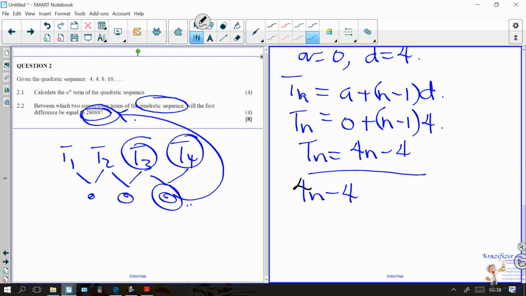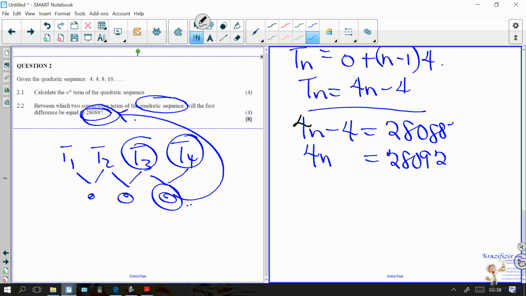Now 4n minus 4 should be equal to 28088. 4n equals, if we move that over to that side, 28088 plus 4, which would give me 92. Okay, so let's divide all of this by 4.